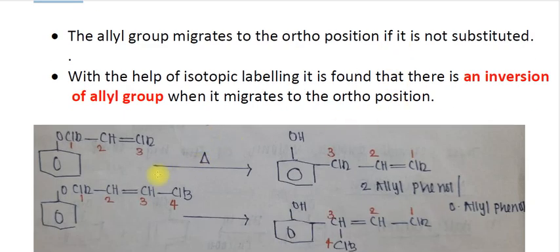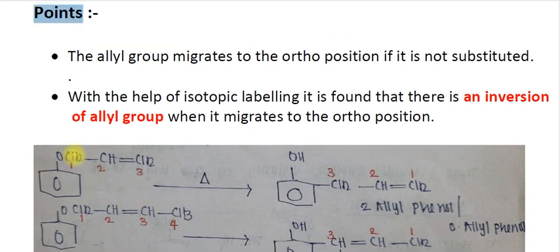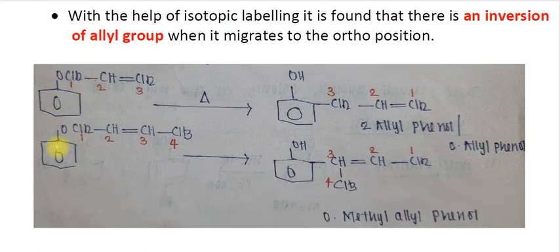Here you can see some examples, and that isotopic labeling is also given here. So I think it will be clear for you if you just go through these examples. This is an allyl phenyl ether, and this is 1, 2 and 3. If it is heated, you can see this 3 is getting attached here, so it will be CH2-CH=CH2.